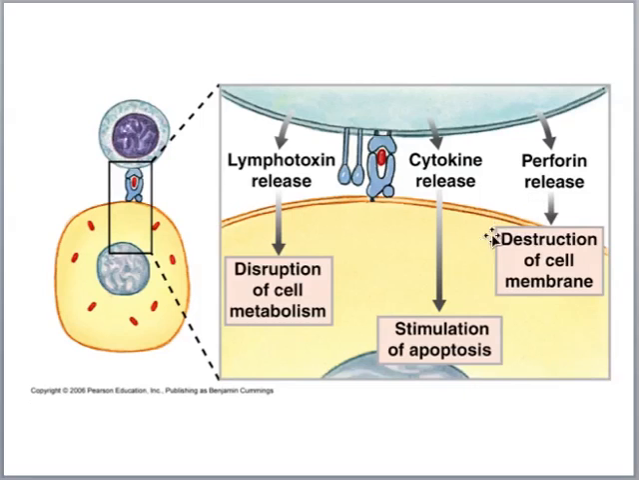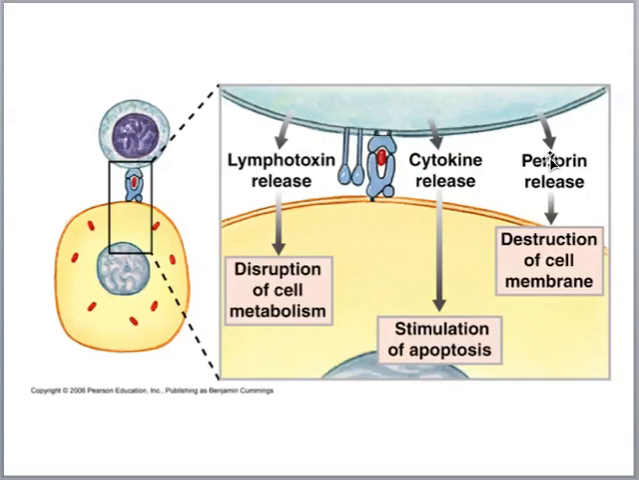This is what happens when this is the infected cell, and this is the cytotoxic T cell, and we're showing it from a slightly different angle. This is the killer T cell. This killer T is going to release lymphotoxins, which will disrupt the cell metabolism and kill it. It will release cytokines, which will stimulate apoptosis, which is cell death.